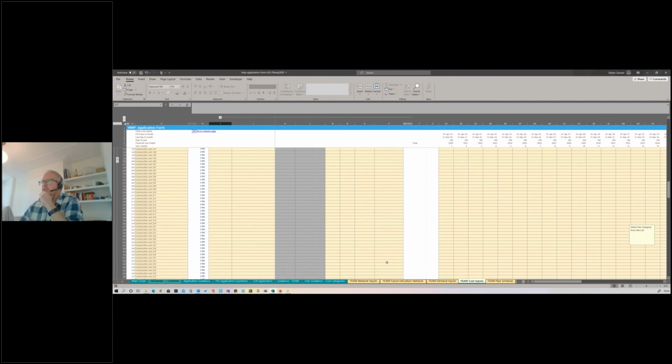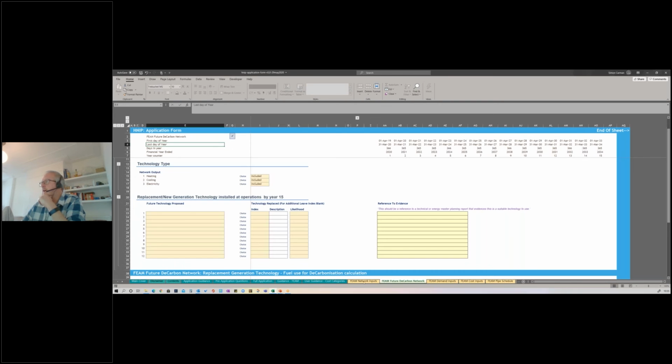This has quite a lot of detail, and Andrew will talk a bit more about this, in relation to the capex, the opex costs, and then finally the decarbonisation tabs, which seem to have got separated in this version of the model. So there's a future decarbonisation network inputs. This is saying what is the replacement technology. So if you're replacing a gas CHP with a water source heat pump, you'd say the water source heat pump.